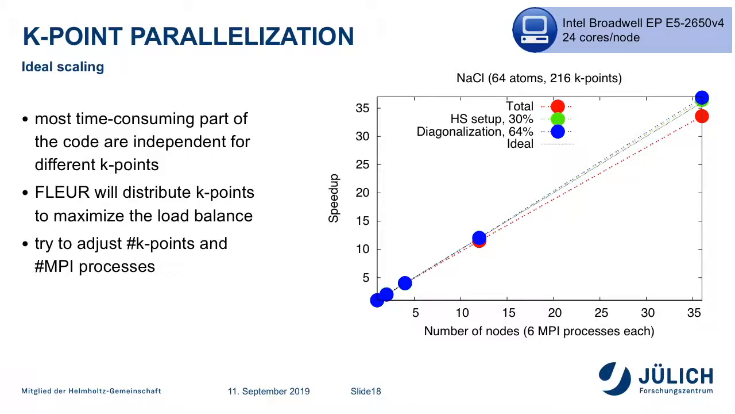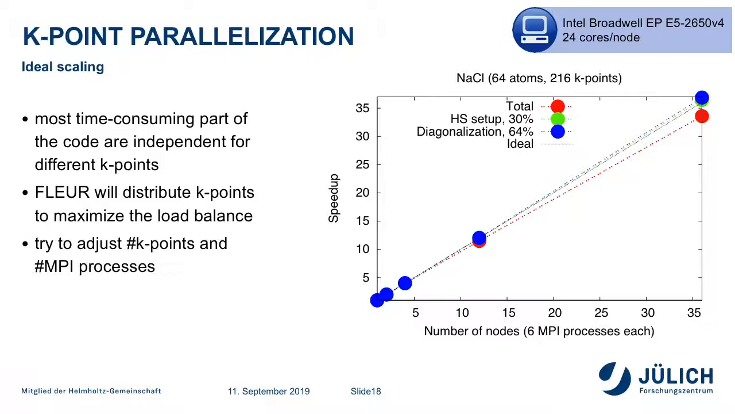This picture should convince you that you really have to take advantage of the k-point level parallelization. As I said, now communication should be ideal. This is the speed-up plot. That means we did the same kind of calculation 5 times, on 1 node, 2 nodes, 4, 12, and 36 nodes. It's a bit artificial system with 216 k points.